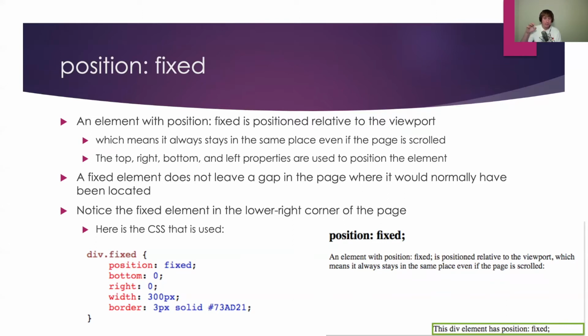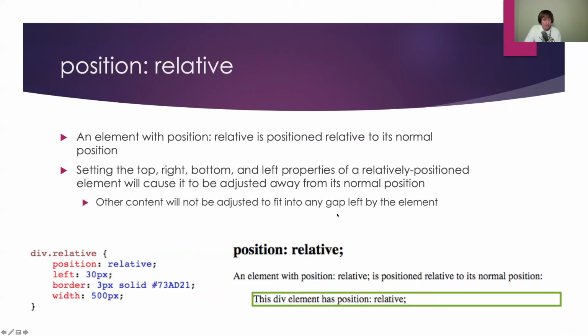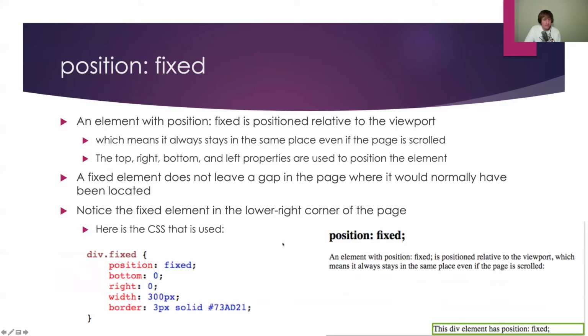So if you were to put, let's say, a logo in the bottom left or right corner of a page, and you want it to stay there even though the user is scrolling, well, then you're going to use position fixed. Now, a fixed element does not leave a gap in the page where it normally would have been located. However, relative does not have the gap adjusted. So that means relative leaves a gap, whereas fixed does not. Notice the fixed element in the lower right-hand corner.